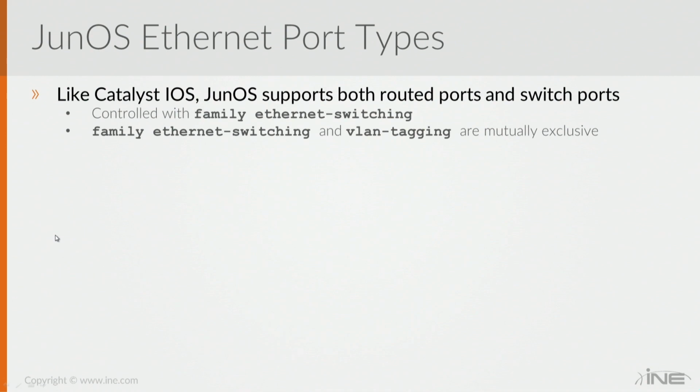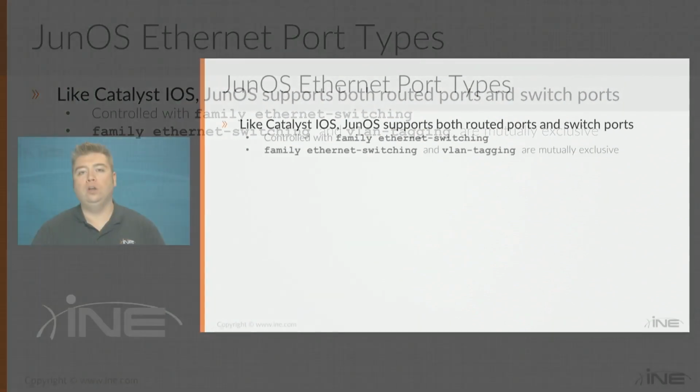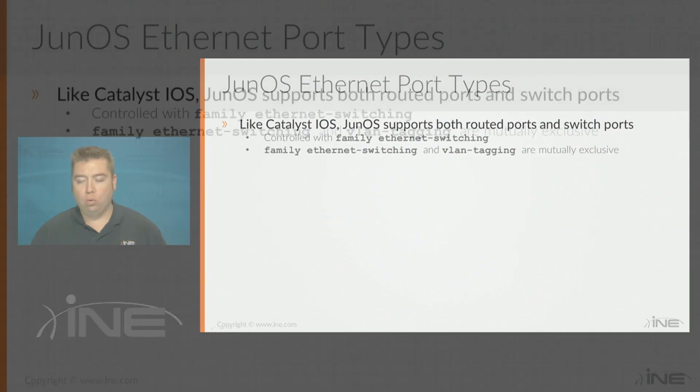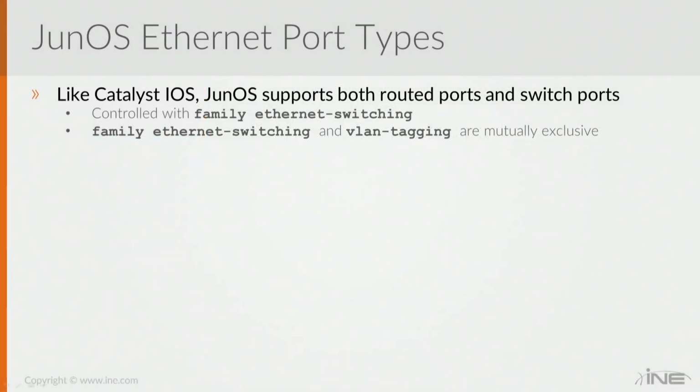Now, in terms of Ethernet switching, JunoOS supports, just like Catalyst iOS does, routed ports and layer 2 switching. But it doesn't support both at the same time. It's going to be one or the other. So when we think of the iOS command switchport, that's the equivalent of family ethernet-switching in the case of JunoOS. So if we have both family ethernet-switching and VLAN tagging, it's not going to allow it. Those are mutually exclusive.